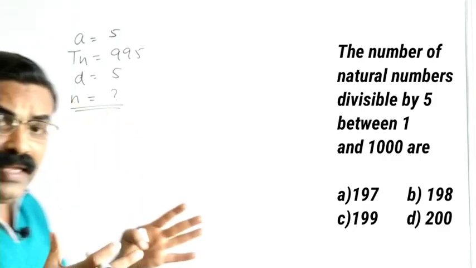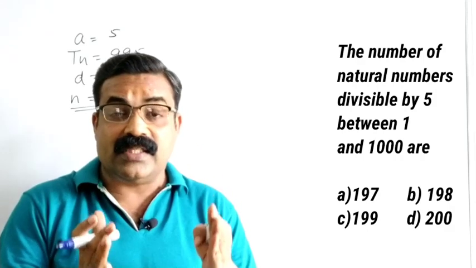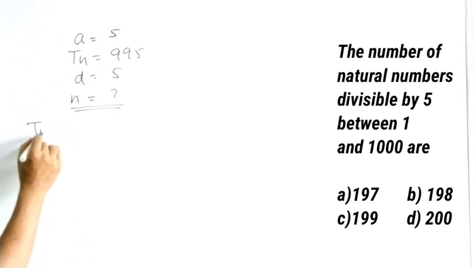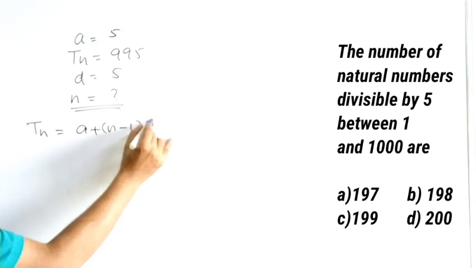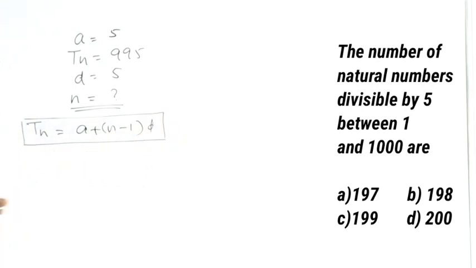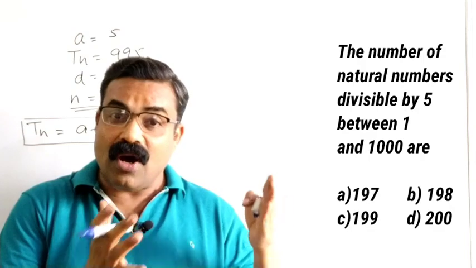So we have a very important formula, students, here. Understand that formula very clearly. This formula is from arithmetic progression. That is, Tn is equal to A plus (n minus 1) into D. You can note this formula, pause this video and note this formula. This one formula will give you at least 5 very important questions in your competitive exams.